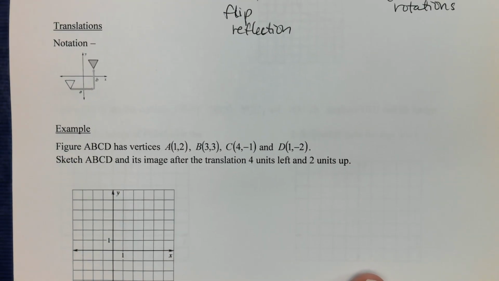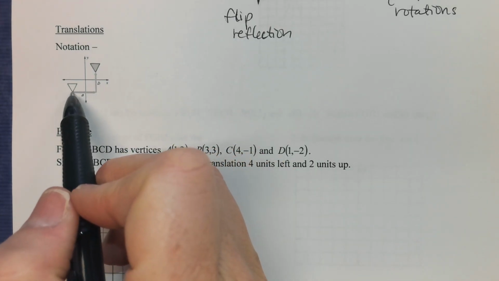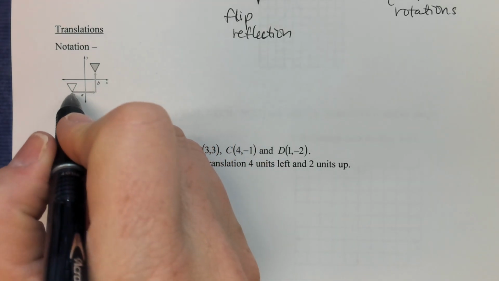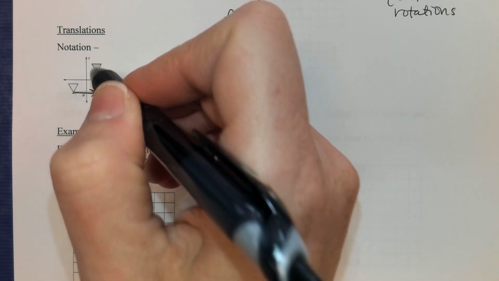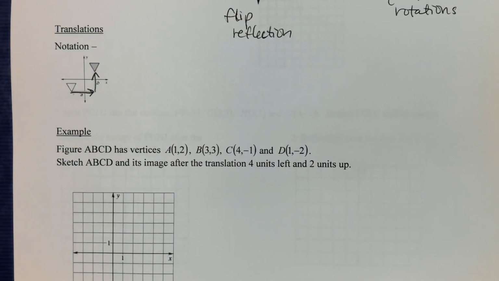So this is essentially what a translation looks like. You're taking a shape and then we are moving it. You can barely tell, but the arrow's pointed that way. So we're moving it over A and then up B to the new one. So we're just sliding shapes around.